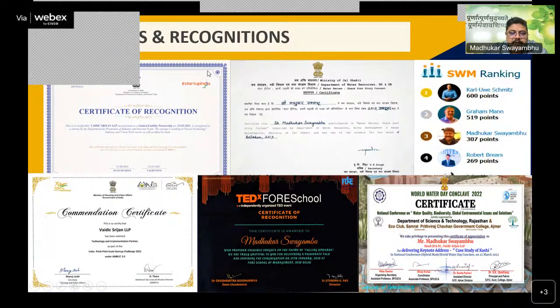These are some of our awards and recognitions. This is our Jal Shakti Mantralaya Water Hero Award. We've been in the top 10 authors on water by Smart Water Magazine, Spain. This is our commendation certificate from the Ministry of Housing and Urban Affairs for being a technology and implementation partner for AMRUT 2.0. This is TED US. This is UN Water and the Department of Science and Technology, Government of Rajasthan.